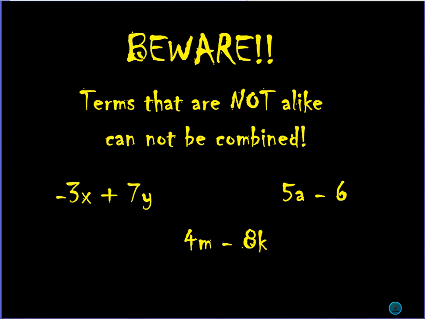Just a word of caution, terms that are not alike or don't have identical variables cannot be combined. For instance, negative 3x and 7y, their variables don't match, so I can't combine them. I have 4 m's trying to subtract 8 k's. An m and a k do not match, so I can't combine them. Even here I've got an a and no variable. They're not like terms and I can't combine them.